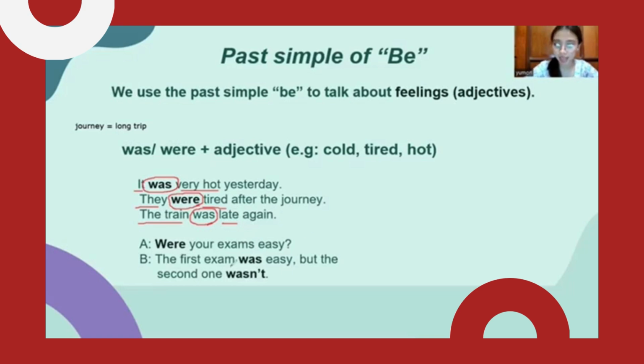The first exam was easy. Subject, past simple be, an adjective. But the second one wasn't. The short form of was not. All right, so here comes the format. It is the same as the previous one. So we start with subject plus was or were plus adjective, and then you continue the sentence. So this is for the normal sentences.